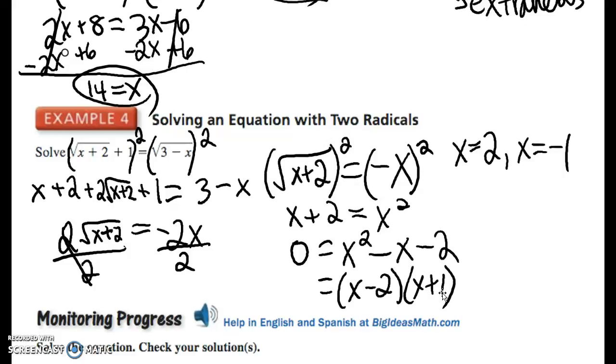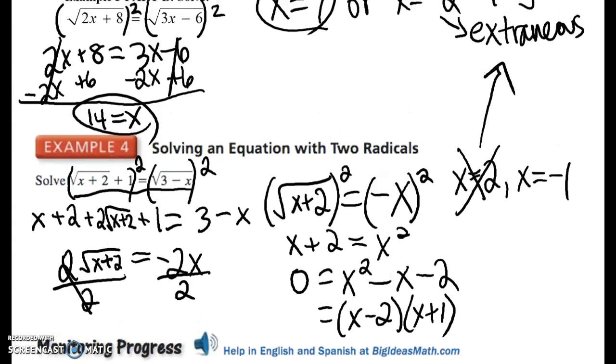We have to check and see if these are extraneous or not. So when I plug in 2 to my original equation over here, I would get the square root of 4, which is 2, plus 1 is 3, equals the square root of 3 minus 2. That's just 1. So this is actually not going to work. It's going to be an extraneous solution. So you can put that same word that we put above. Okay, and x equal to negative 1, when I plug that in, that is going to work. So this is my only solution.